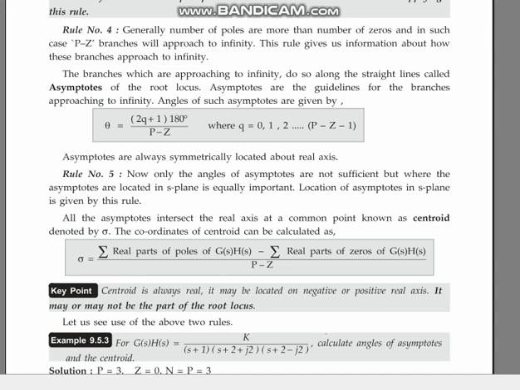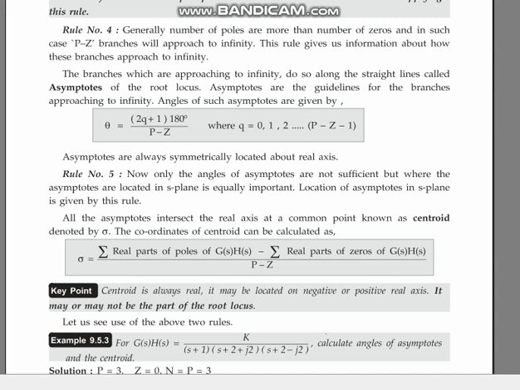In rule number 5, I told that in rule number 4, asymptotes are straight lines that guide the roots to approach infinity. Now, where do I have to draw these asymptotes, at which point on the real axis? That point will be given by rule number 5, and it is called the centroid. Only the angles of the asymptotes are not sufficient; where the asymptotes are located in the s plane is equally important. The location of asymptotes in the s plane is given by this rule.